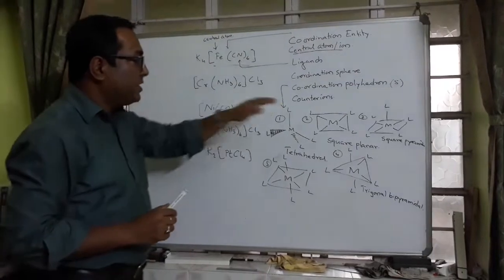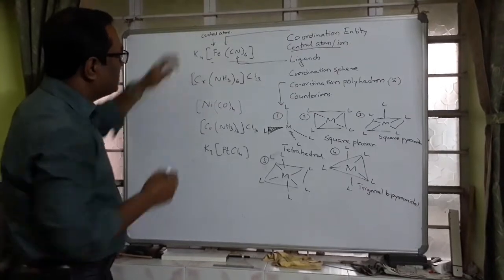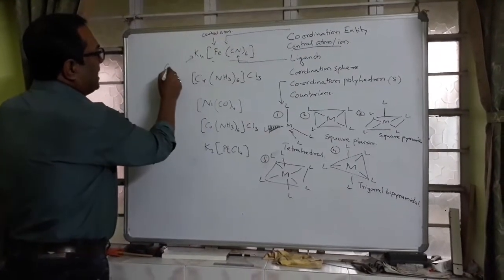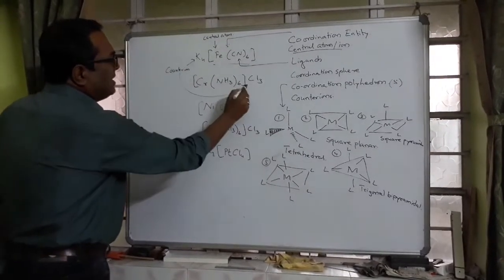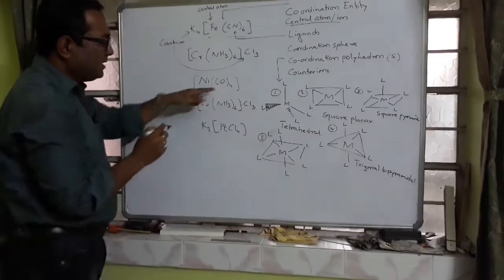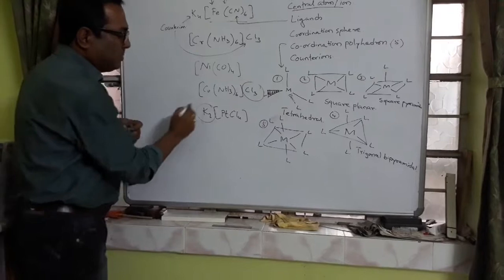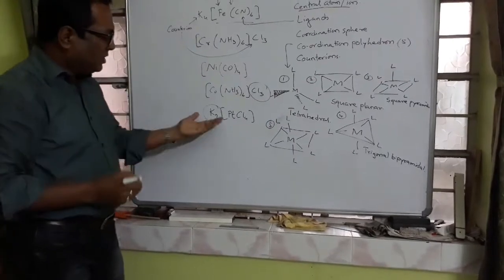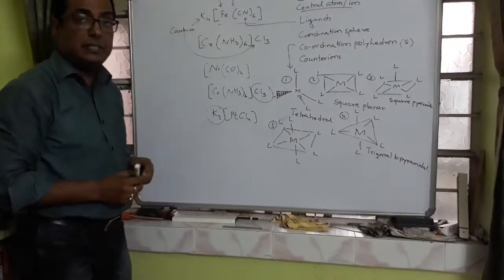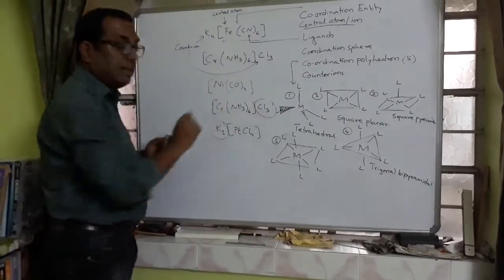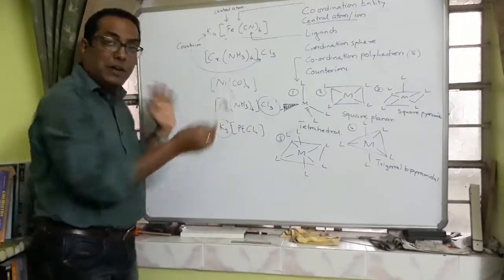And last of all, you can have the counter ions, whatever is there outside the bracket. So you can see here, potassium is the counter ion. Here, the chlorine is the counter ion. Here there is no counter ion. Here the chlorine is the counter ion. Here potassium is the counter ion. So we have the counter ion outside the bracket. It can be positive, it can be negative, but never neutral.